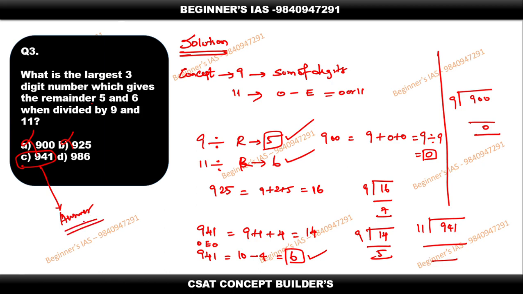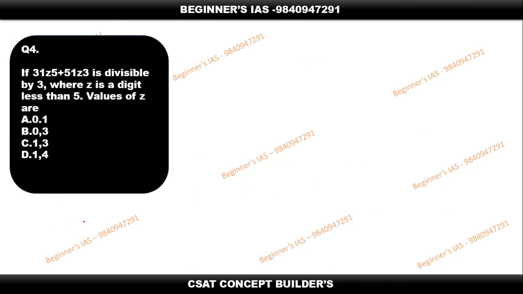If you have a query, you may clarify. So let us move on with question number 4. This is also a very important question. 31z5 plus 51z3 is divisible by 3, where z is a digit less than 5. So less than 5, therefore you need to go through that. What are the values of z? So 0, 1, 2, 3, 4. Here it is given 31z5, 51z3.